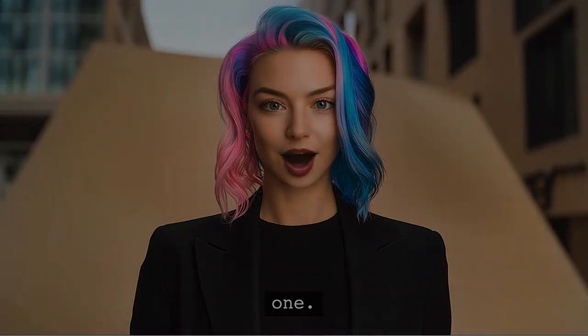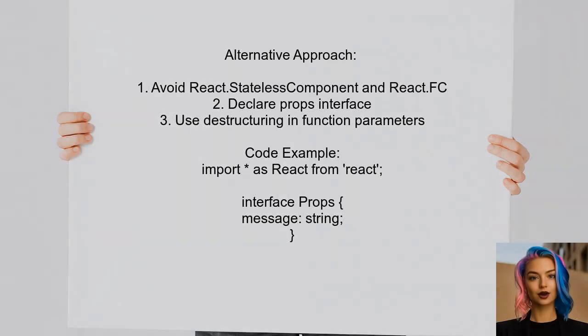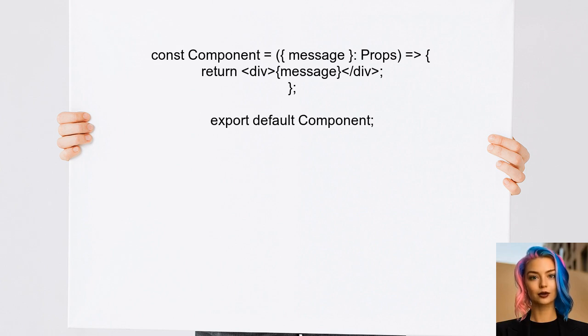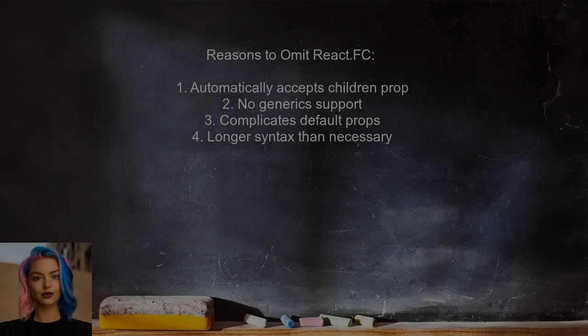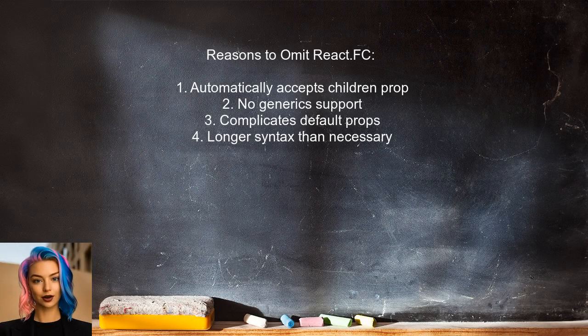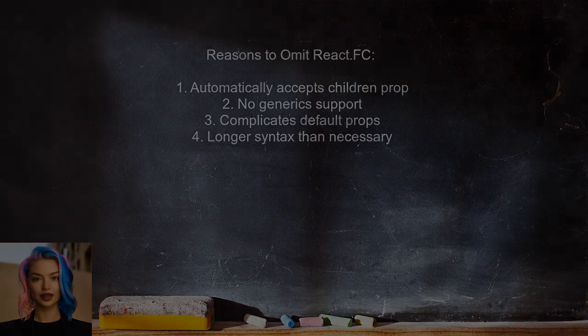Let's explore another one. An alternative approach suggests avoiding the use of React.StatelessComponent and React.FunctionComponent, as both are deprecated. Instead, you can declare your component simply by defining the props interface and using destructuring in the function parameters. The reasoning behind this recommendation is that using React.FC can introduce issues, such as automatically accepting a children prop, lack of support for generics, and complications with default props. Omitting it simplifies the component declaration.